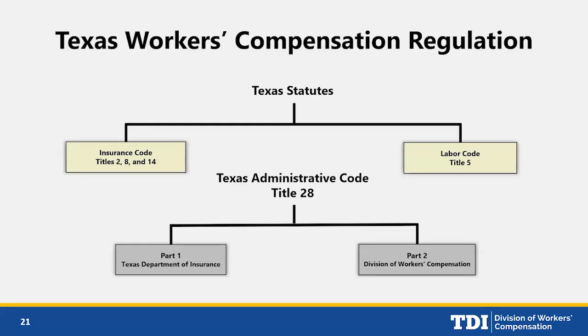Now, once the law is passed by the legislature, then the agencies write rules to further explain the implementation of the laws. So Part 1 of the Texas Administrative Code Title 28 has some rules from the insurance code side that apply to workers' compensation. Part 2 is all about workers' compensation. So some of the insurance side applies to workers' comp, and then on the right side, all workers' comp. Now, if you're confused there, I'm going to show you from our website what it looks like.